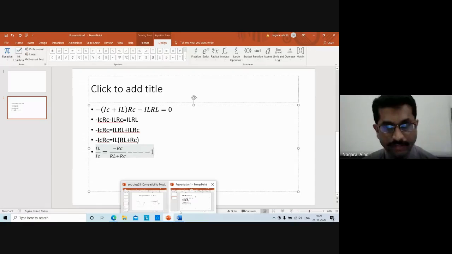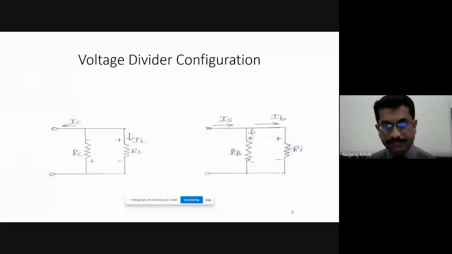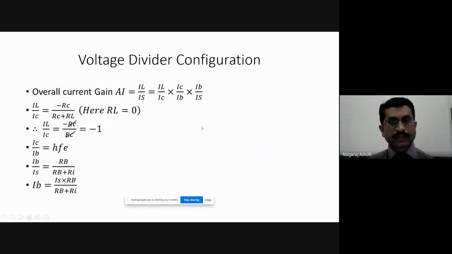Then next, IL upon IS is equal to IL by IC into IC by IB into IB by IS. IL by IC we got as minus RC by RC plus RL, but RL is 0. In our circuit we have not considered RL, so it is 0. Therefore IL by IC will be minus RC divided by RC. RC and RC will cancel, therefore we will get minus 1.